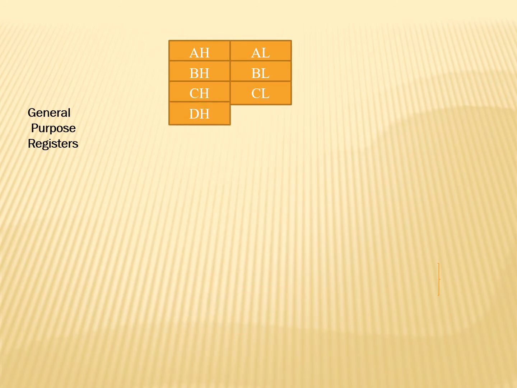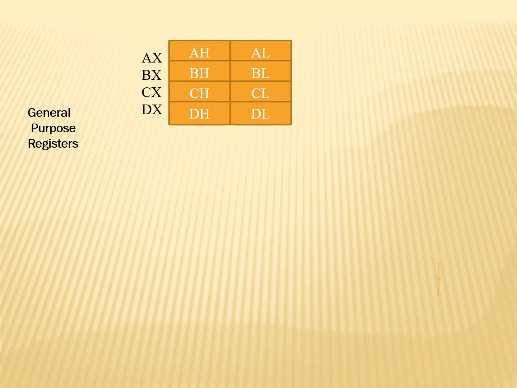Here we have AH and AL. AL is the lower order register and AH is the higher order register. Individually they are used to access 8-bit data. If I want to access 16-bit data, we combine the registers to form AX. Similarly, BH is the higher order, BL the lower order, CH higher order, CL lower order, DH higher order and DL lower order. These are the basic registers used in our microprocessor.